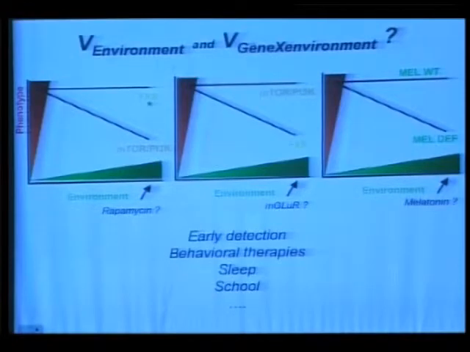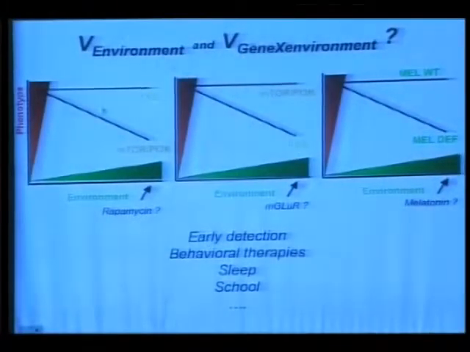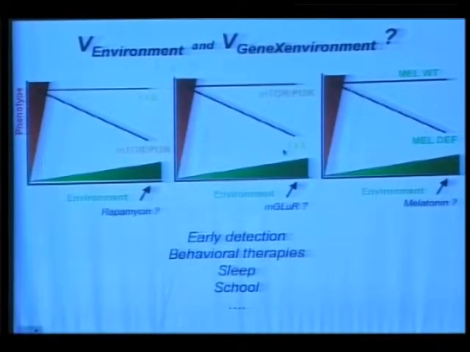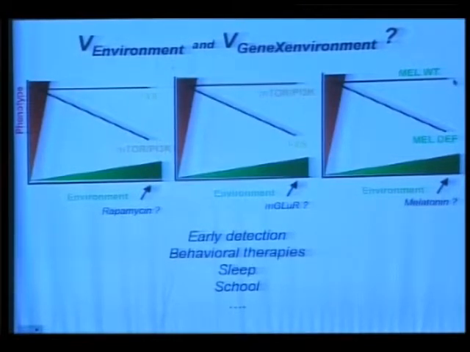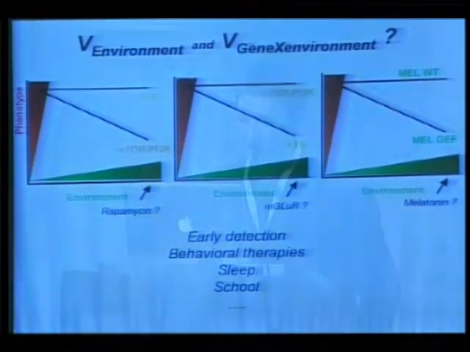For example, for the tuberous sclerosis patients, maybe rapamycin is a good pharmacological environment for these patients, but not for the Fragile X patients. The mGluR antagonists are maybe good for the Fragile X patients, but not for the mTOR patients. And melatonin is maybe good for melatonin deficient patients and not for the ones who already have melatonin. I think early detection is a good environment, behavioral therapies are good environments, sleep at school are good environments. So I like genes, but I think environment is really important.